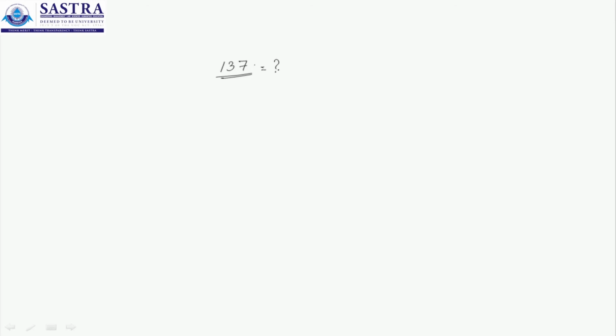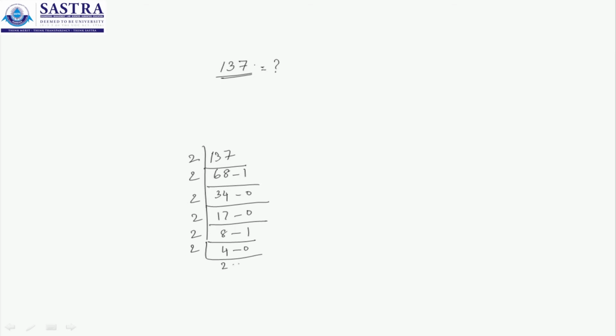Address 137 will be issued by the processor in an 8-bit pattern. So write the 8-bit pattern of 137. Dividing repeatedly by 2, we get the remainders, so 137 is 1 0 0 0 1 0 0 1.